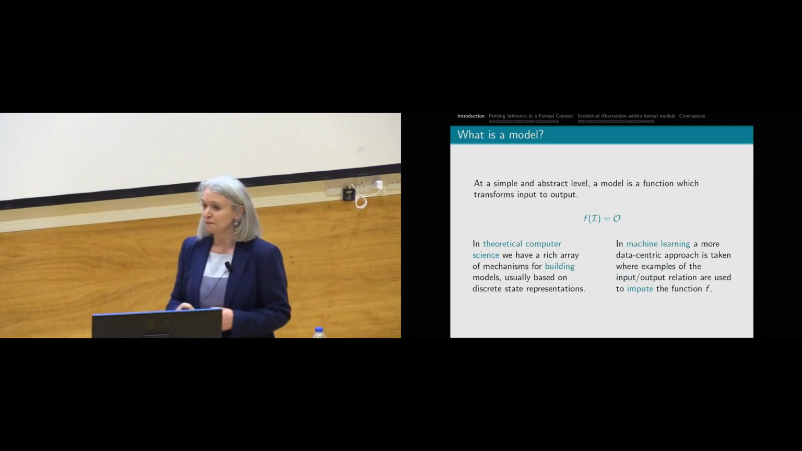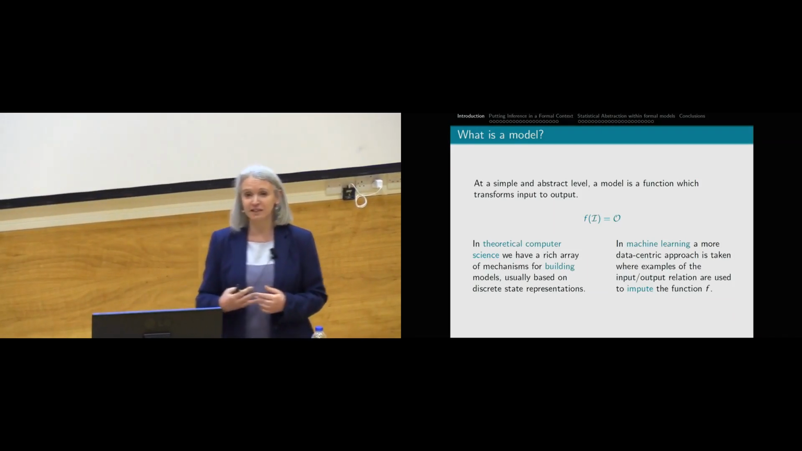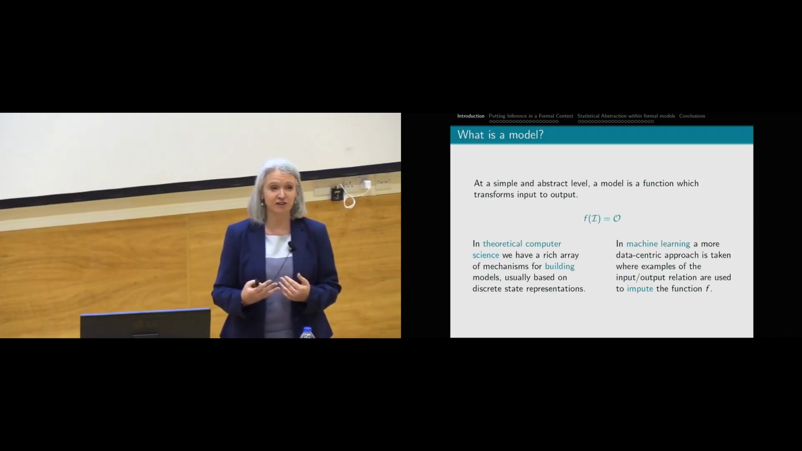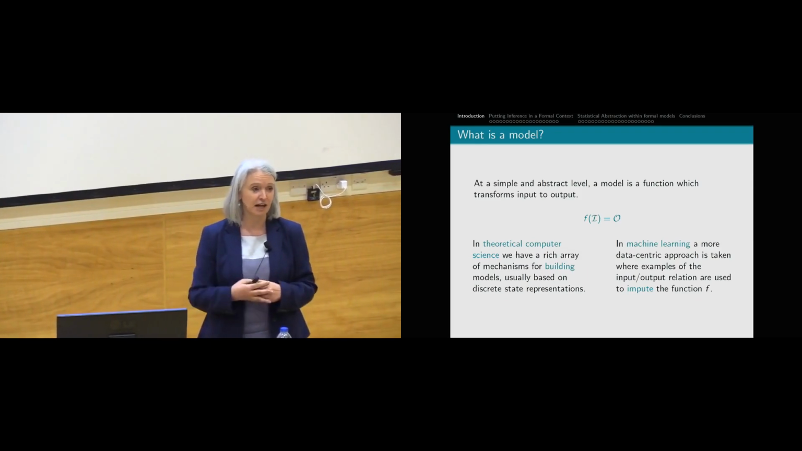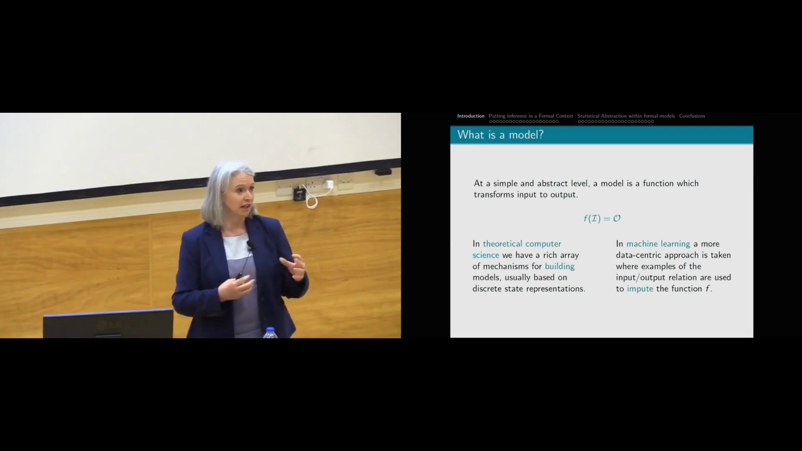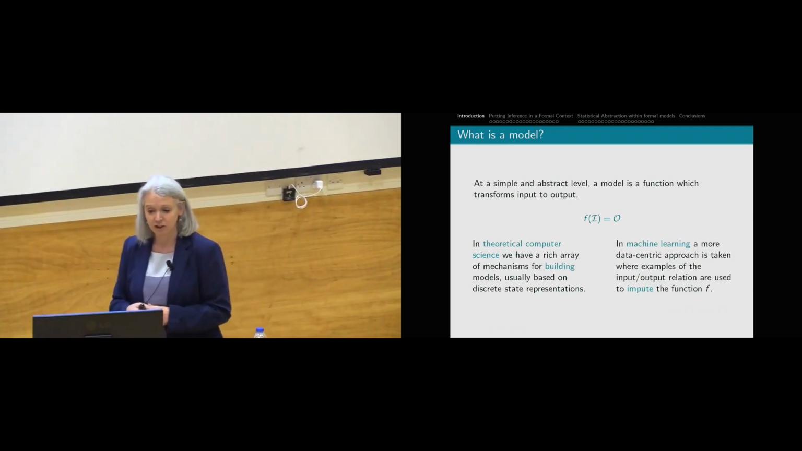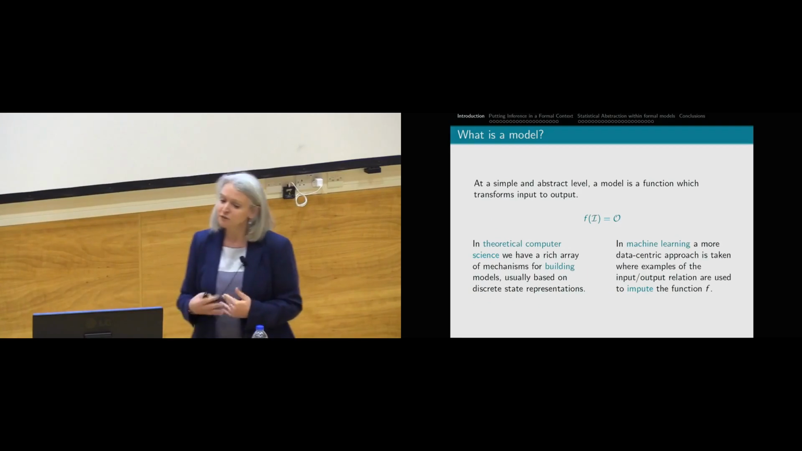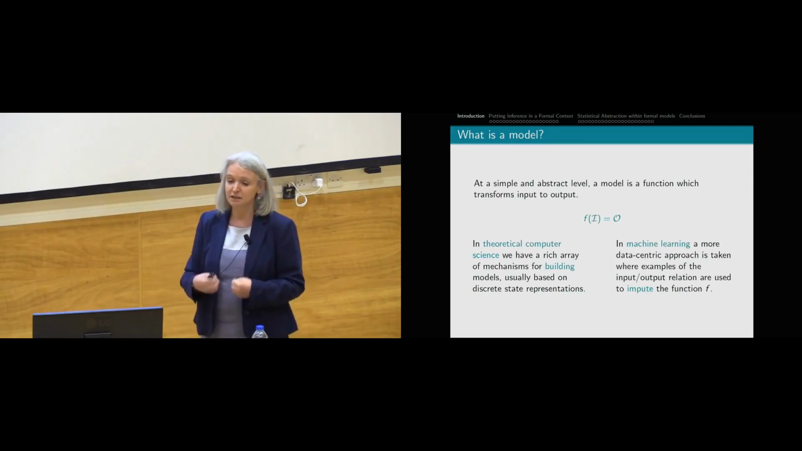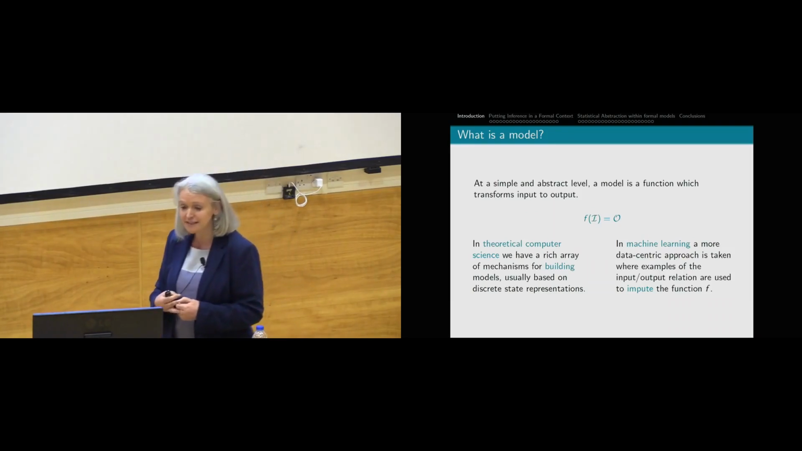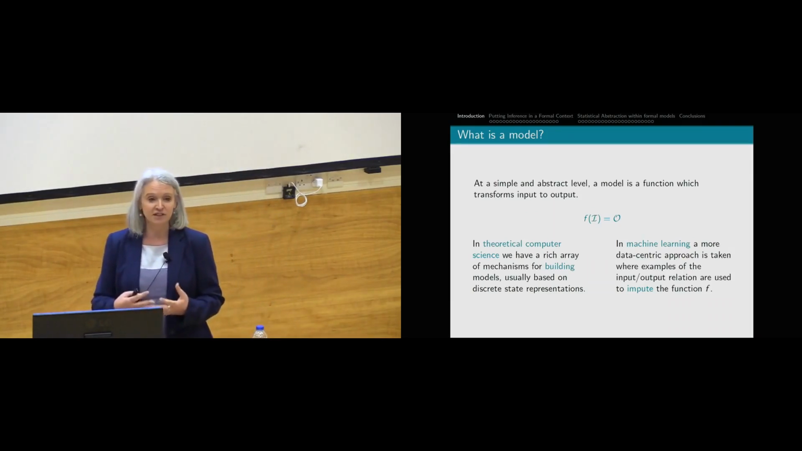So what is a model? When we model things, essentially we're building some kind of function that takes inputs to outputs. We want to know if the system is parameterized like this, what do we see in the behavior? And in theoretical computer science, we tend to do that by building a real representation, and we have many mechanisms to do that, where we use discrete states and describe how the system behaves, sort of step by step.